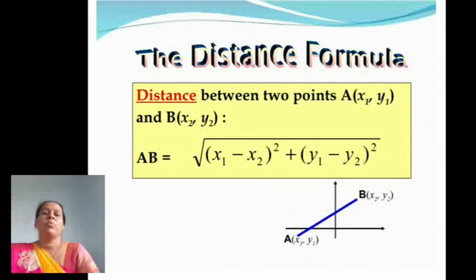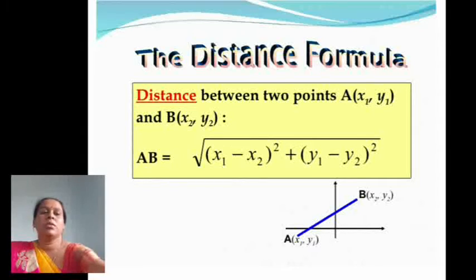Now the first important point of this chapter is the distance formula. To find the distance between two given points, the distance formula is applicable. Consider 2 points, point A and point B. Coordinates of point A are x1, y1. Coordinates of point B are x2, y2. Then the distance between these 2 points is given by AB equals under root x1 minus x2 bracket square plus y1 minus y2 bracket square.